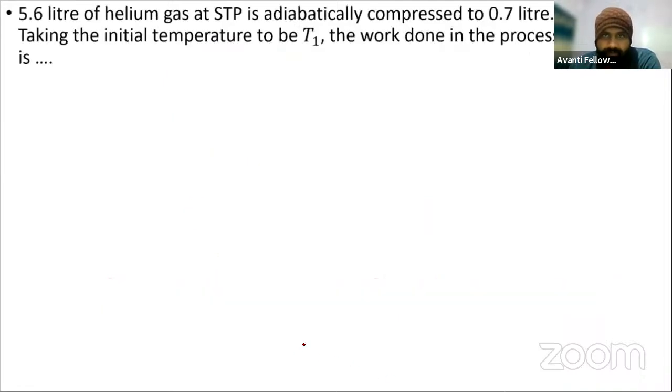So this is the first question on your screen, and that was the homework that I have given to you. Hope you remember it. The question says that 5.6 liter of helium gas at STP is adiabatically compressed to 0.7 liter. Taking the initial temperature to be T1, the work done in the process is.